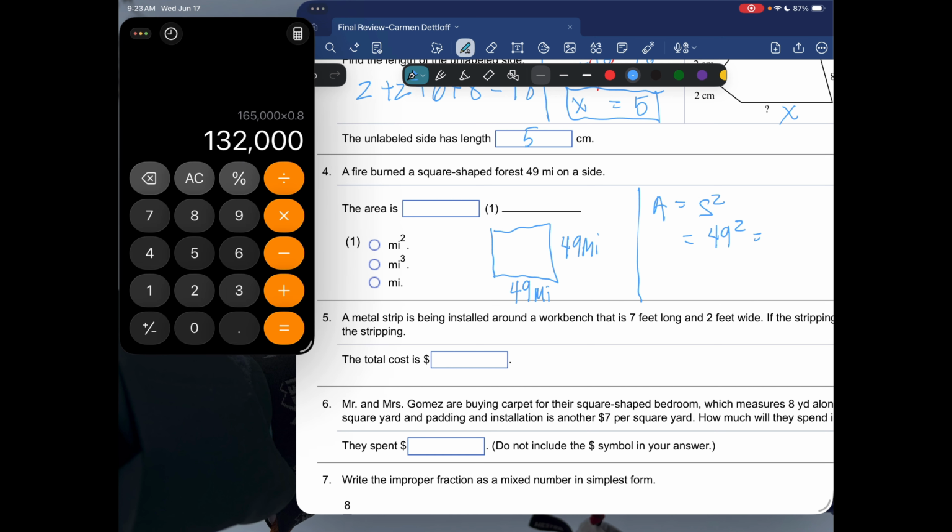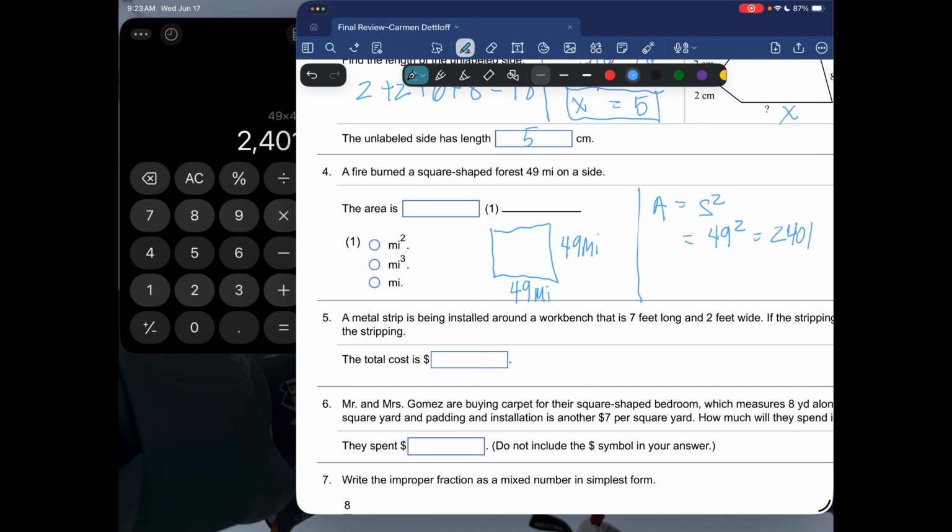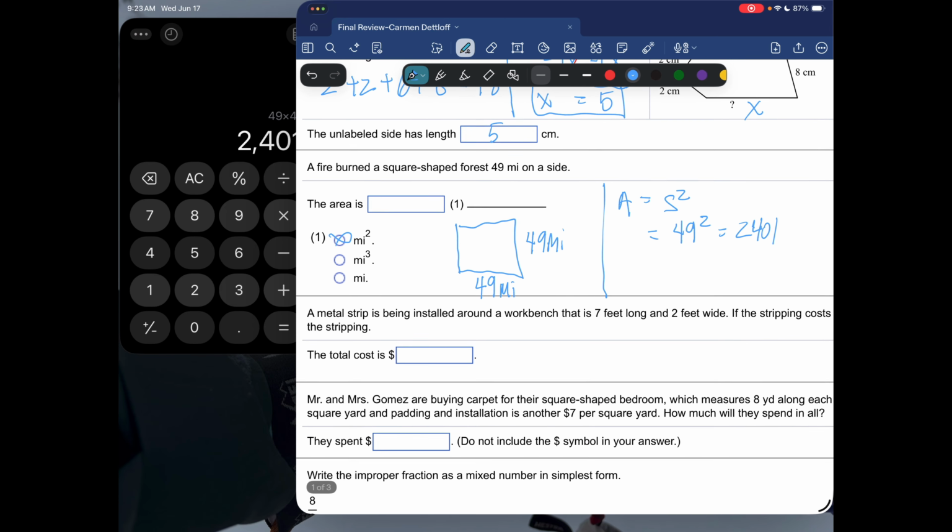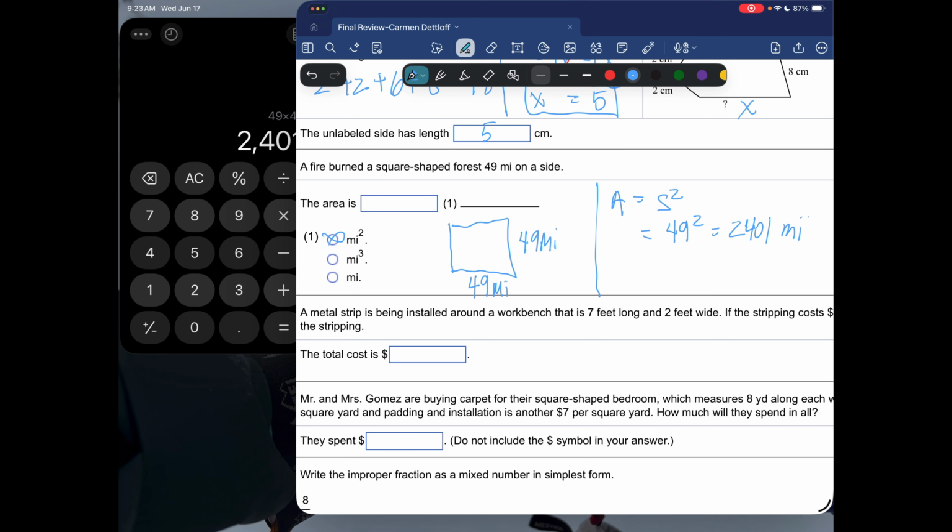I don't know 49 squared. I'm going to use my calculator. 49 times 49 equals 2,401. And then my units, I had miles times miles, so it's going to be miles squared.